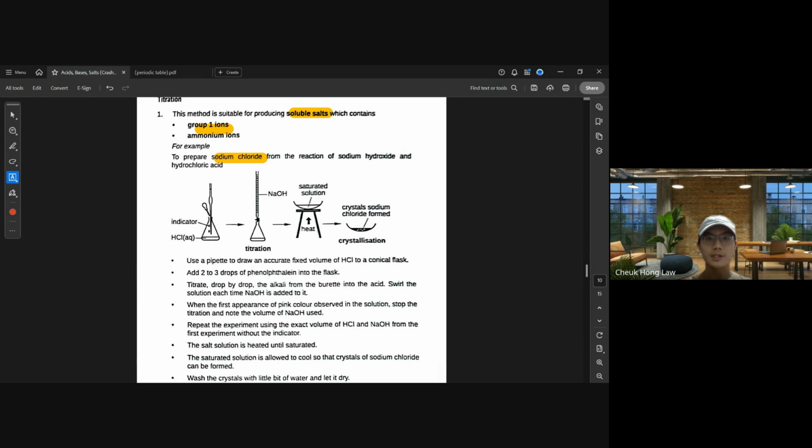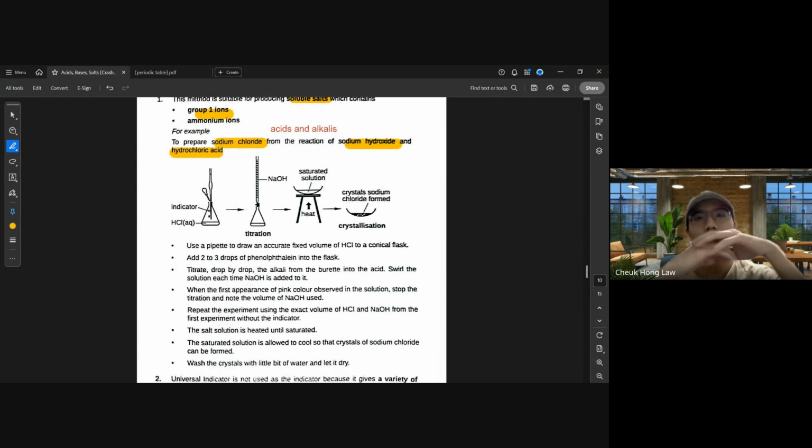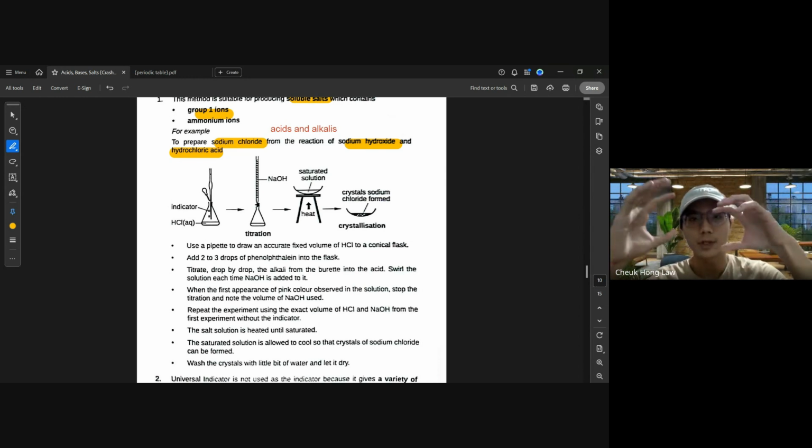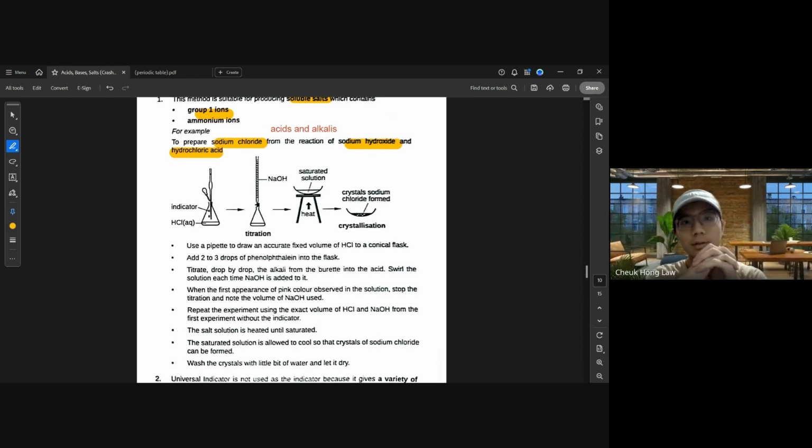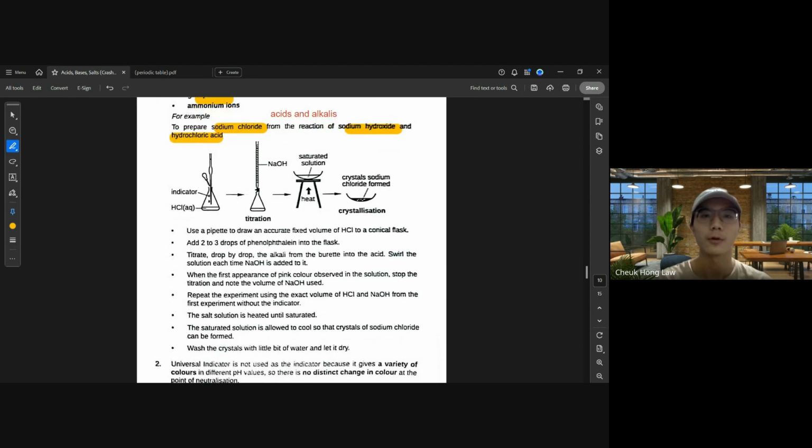In titration, your reactants are acids and alkalis. Both are soluble. For this example, we use sodium hydroxide and hydrochloric acid. Hydrochloric acid is soluble, sodium hydroxide is soluble. So we want to find the two exact volumes of hydrochloric acid and sodium hydroxide in order to make a pure sample of sodium chloride, which means there will be no impurities. We have to find the exact volume. If not, there will be impurities.